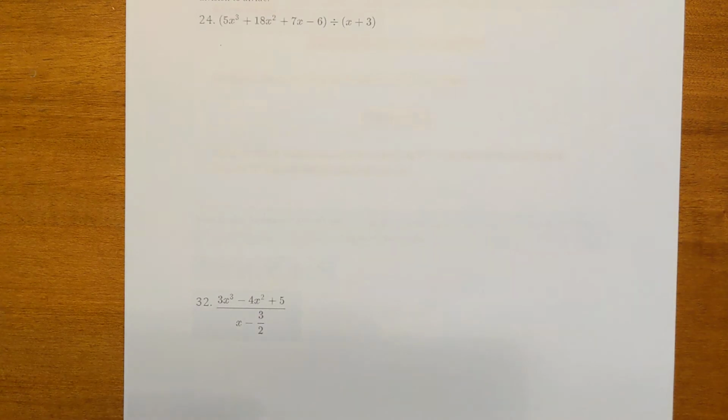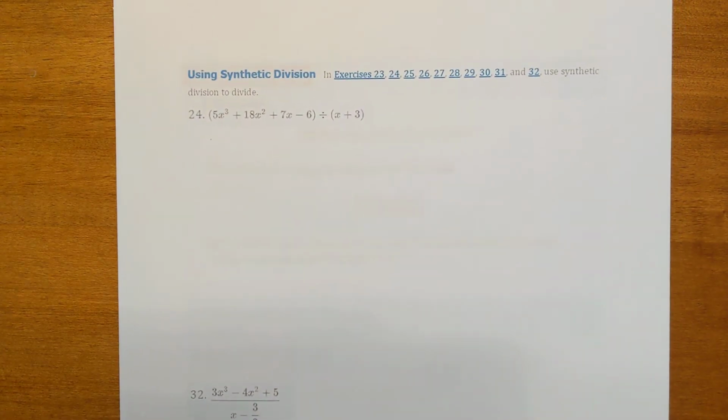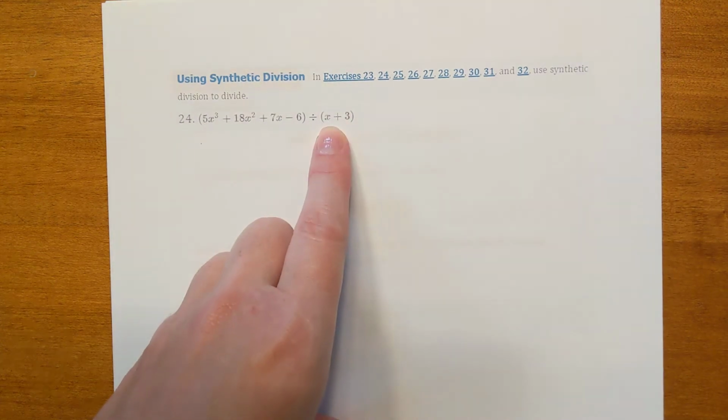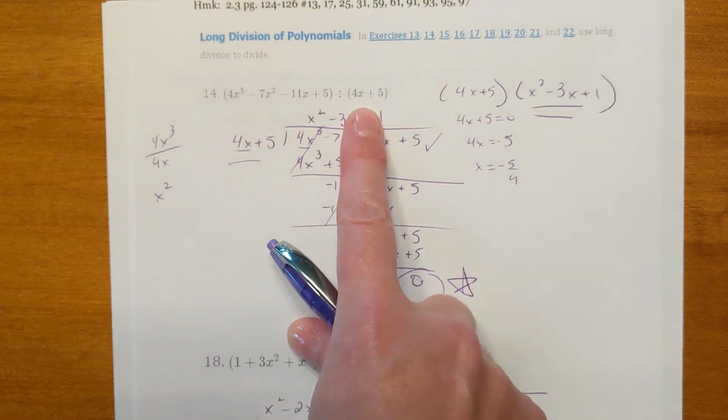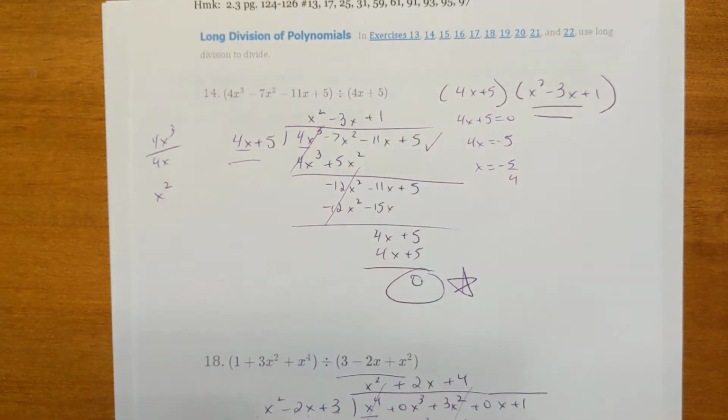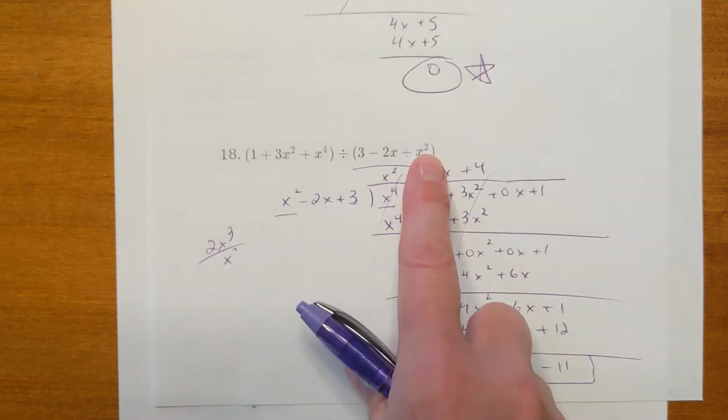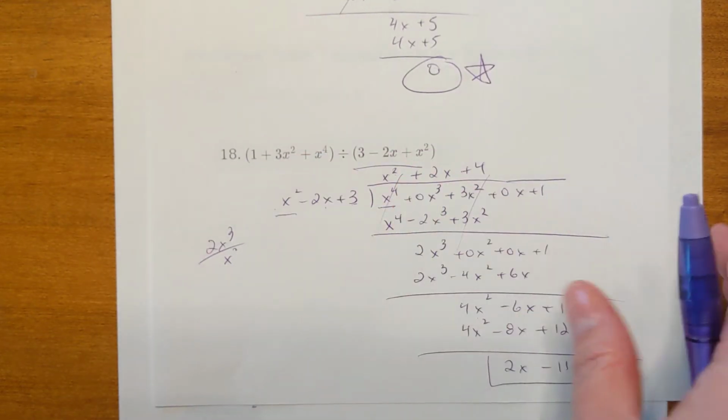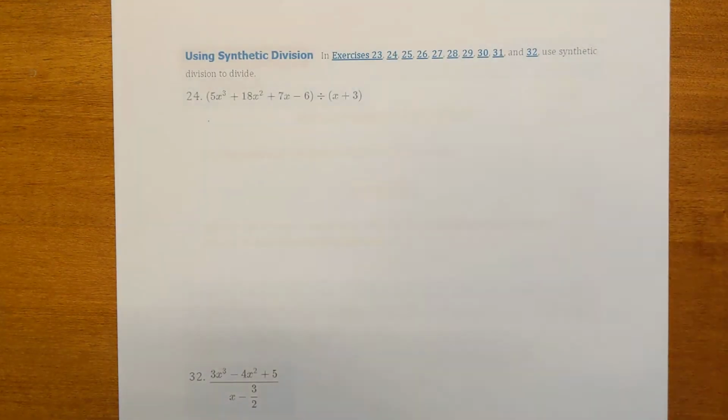Another way you can divide is by using synthetic division, but you can only use synthetic division when you're dividing by a monomial or by something that's linear to the first power. So this one was okay. We could have done synthetic division on the first one we did. For the second one we divided by x squared. You can't use synthetic division on that.